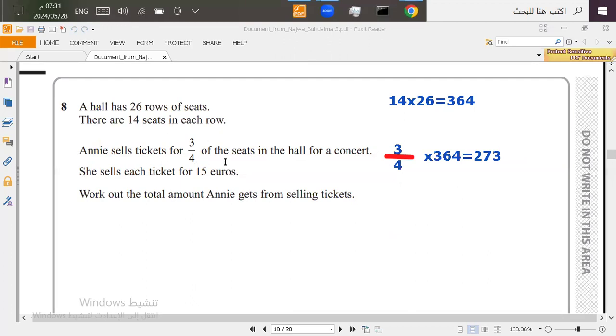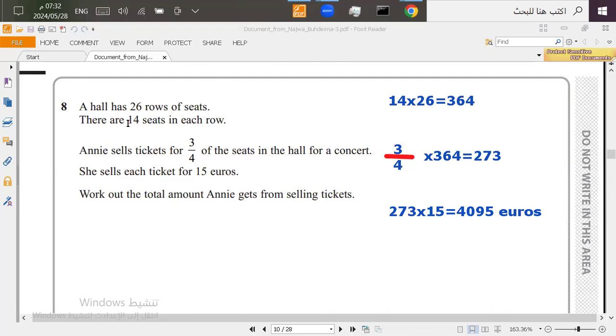Now, each one of them costs 15 euros. Now we multiply it by 15. 273 multiplied by 15, and we will get the total amount of money. The answer is 4,095 euros. And this is how you answer a question like this.